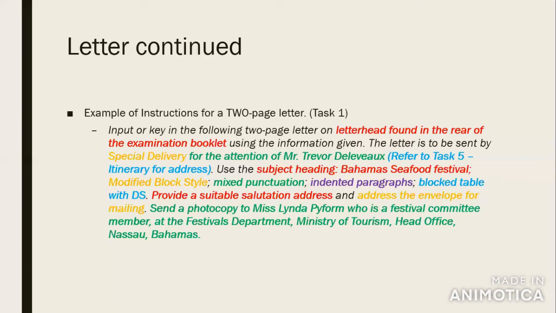So it says that to the attention of Mr. Trevor Delavaux. So you want to refer to task 5 for the address, because Mr. Delavaux is going to be your receiver, the person that you're sending the letter to. This is task 1. You'll have to flip through your BGCSE booklet and look for task 5 so that you can find the address and use that same address for task 1.